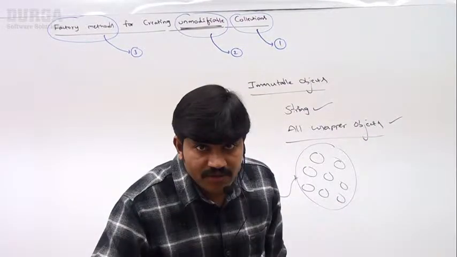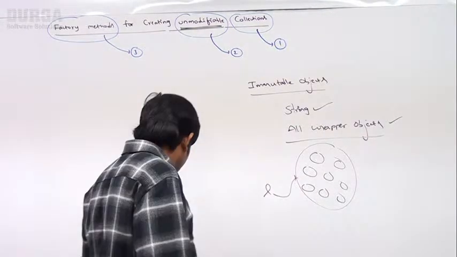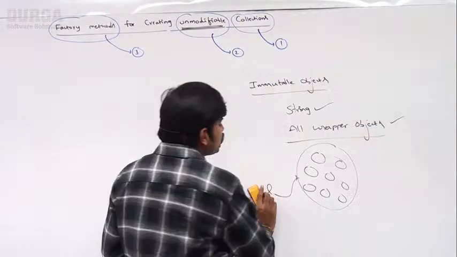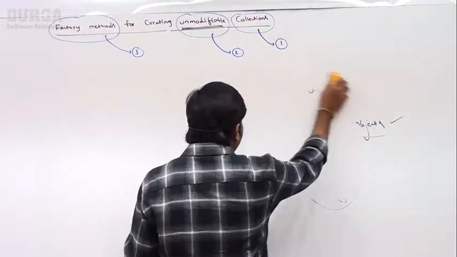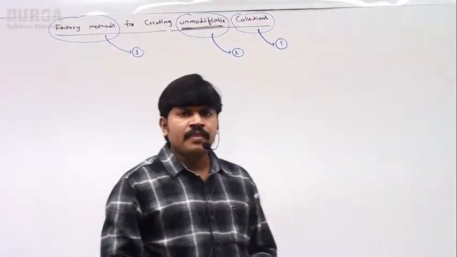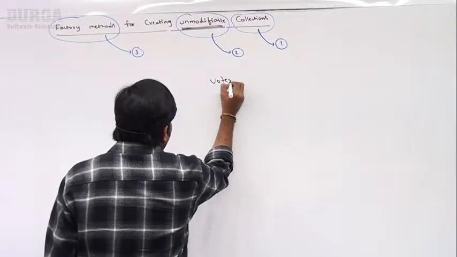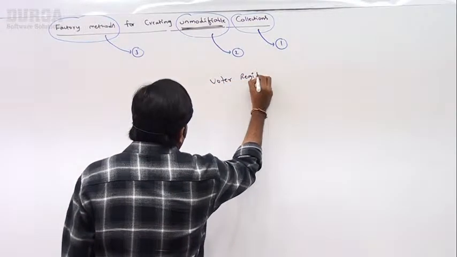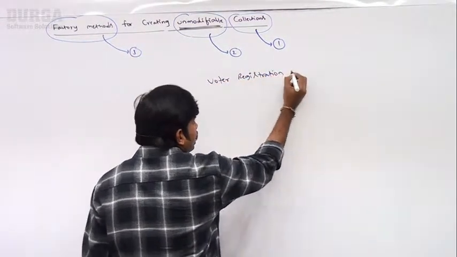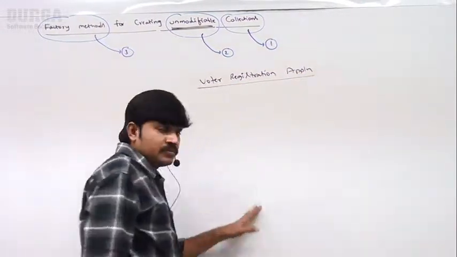Sir, now what is the advantage of this immutable object? Very simple, sir. Let me explain a small story with respect to the string so that you can be aware. Suppose I want to develop one voter registration application. Are you getting that? I want to develop one voter registration application like this, right?